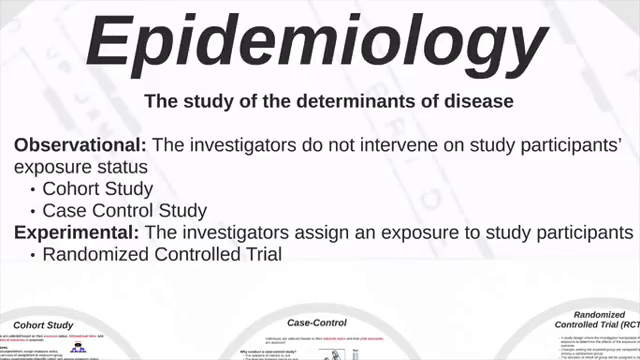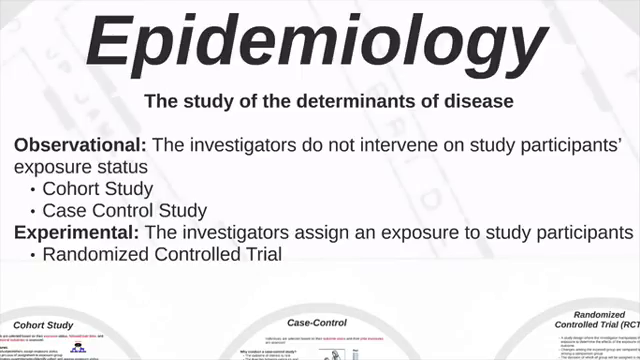In observational studies, the investigators do not intervene on the study participants' exposure status. We basically observe. We watch people in their day-to-day lives, and exposures are naturally assigned. People choose to smoke, people choose to drink, people live in a certain neighborhood, they're exposed to a certain drug, things like that. Those are observational studies. And within observational studies, we're going to talk about cohort studies today and case control studies next week.